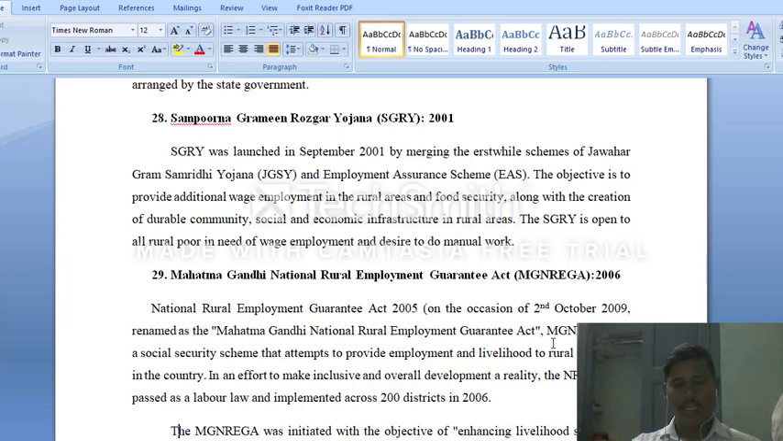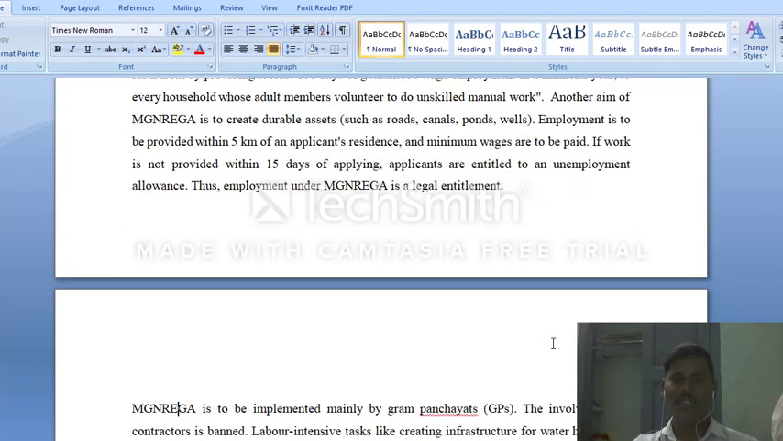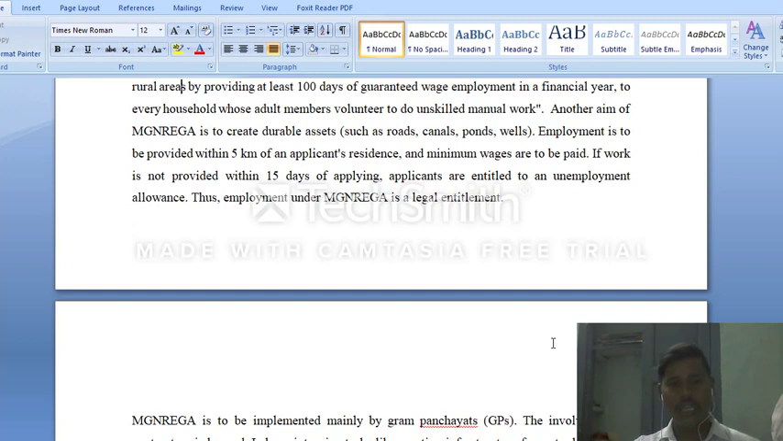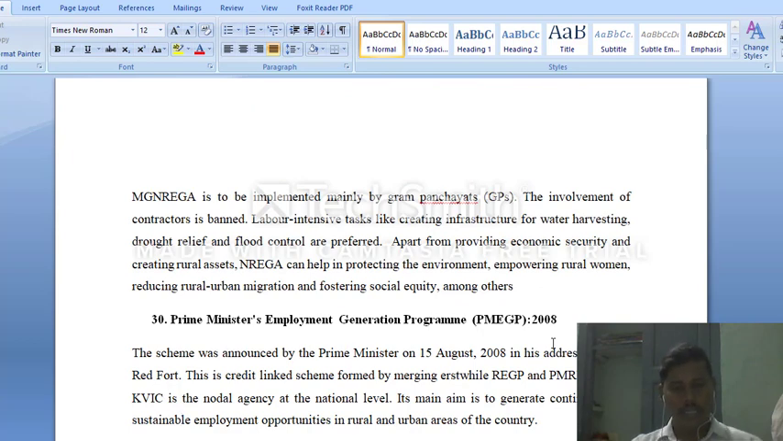The NREGA has been renamed as MGNREGA in the year 2009, on October 2nd, to celebrate the birth anniversary of Mahatma Gandhiji, the Mahatma Gandhi National Rural Employment Guarantee Act. This act is there to provide 100 days of work to the unskilled laborers who are working in the rural area. This is one of the biggest employment generation programs in the world.